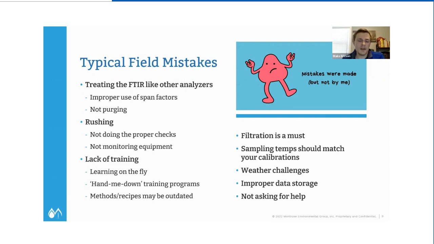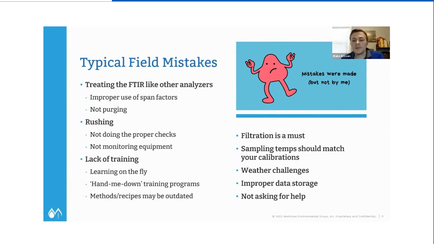So on the right side of the screen, filtration. You've got to filter with the FTIR. I don't care if it's a turbine, anything along those lines. It is a must. There's some debate and argument as to where you should be filtering, whether it's at the probe tip or down at the ground. My recommendation, do it up at the probe tip. It makes a lot more sense. Scientifically, it makes sense. You're not contaminating your heated sample line. You're doing things the right way.